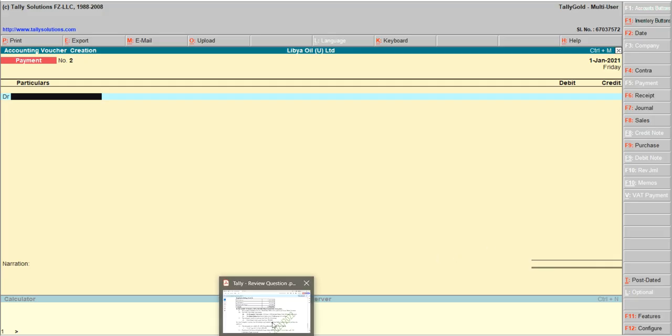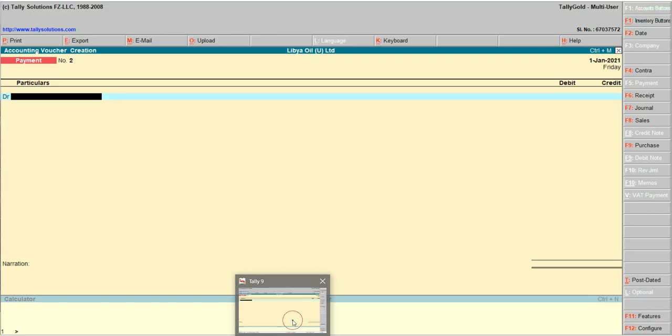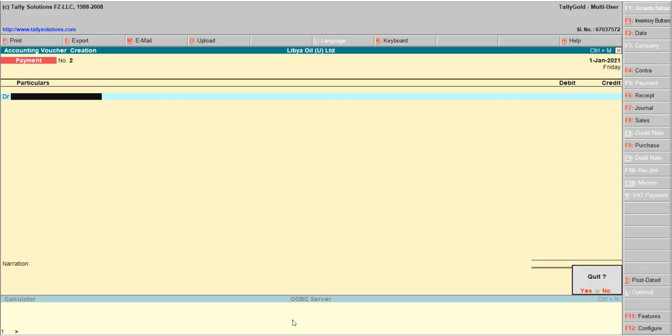That payment has been recorded. The following sales were made to Kampala University and then Buku Buku. We need to create a sales account first, so you escape this account creation.